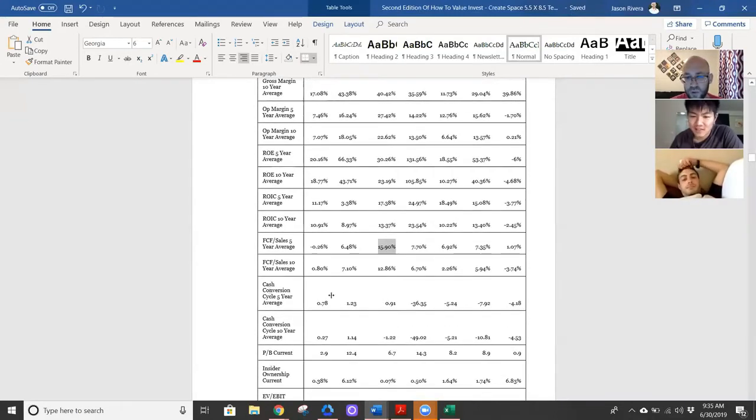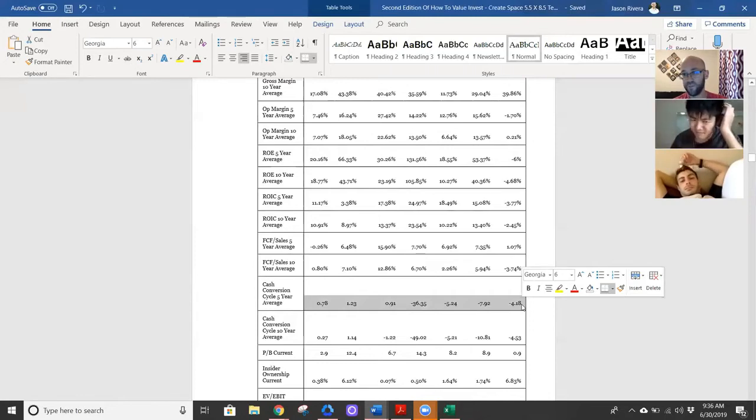I don't know if we've talked about the cash conversion cycle much. Do you guys know what these numbers mean just by looking at them right there? It's like how much it takes for you to convert in cash what you sold, no?